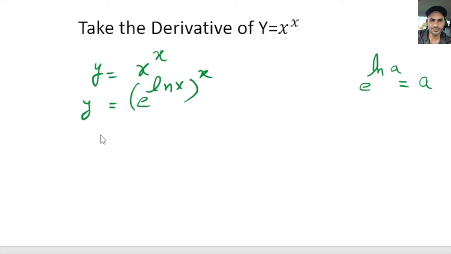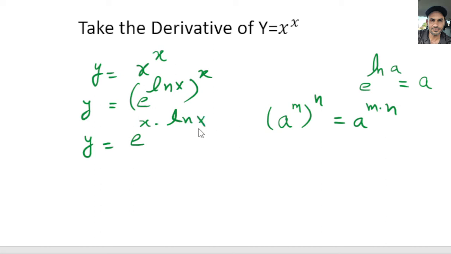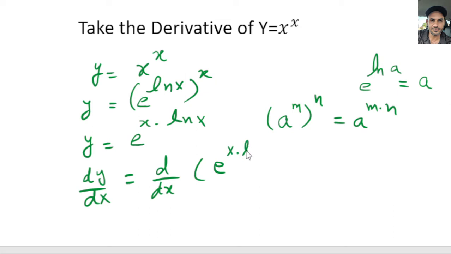Now here we can use the property of exponents, where a to the m raised to the n power equals a to the m times n. So we can multiply this x with ln of x, and we get e to the x times ln of x. In the next step, I'm going to take the derivative on both sides. So dy over dx equals d over dx of e to the x times ln of x.